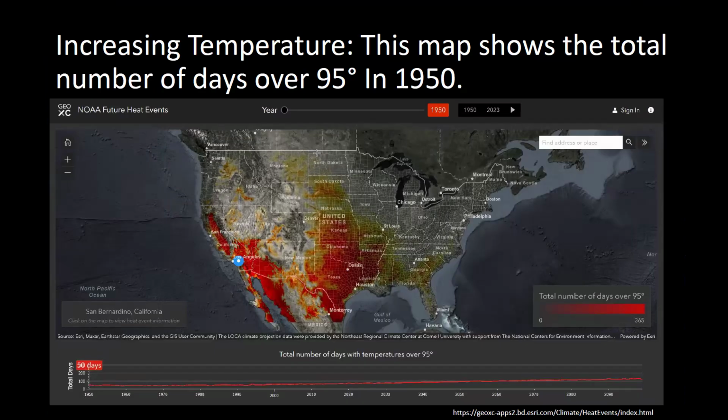Here's an increase in temperatures. You can play these videos going on NOAA. Actually, this is part of Esri. You can zoom into any area that you want. You can go onto Esri and check out different heat events and whatnot. If you want to learn how to do that, just let me know.